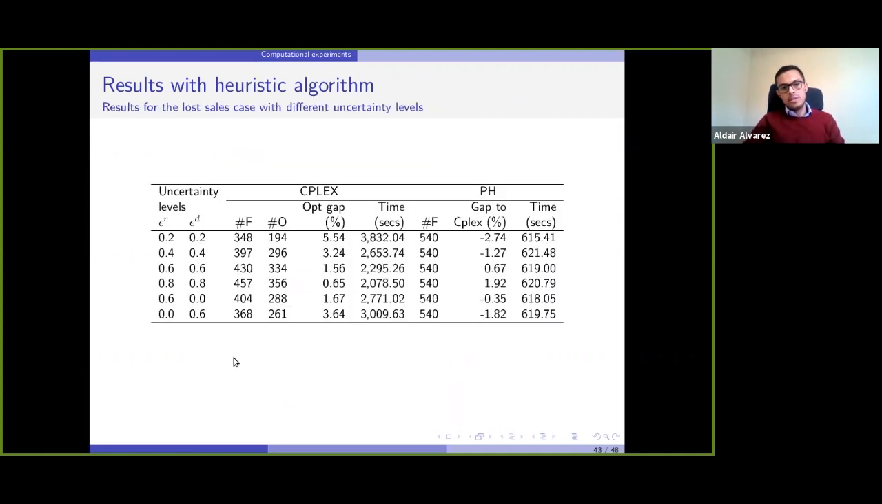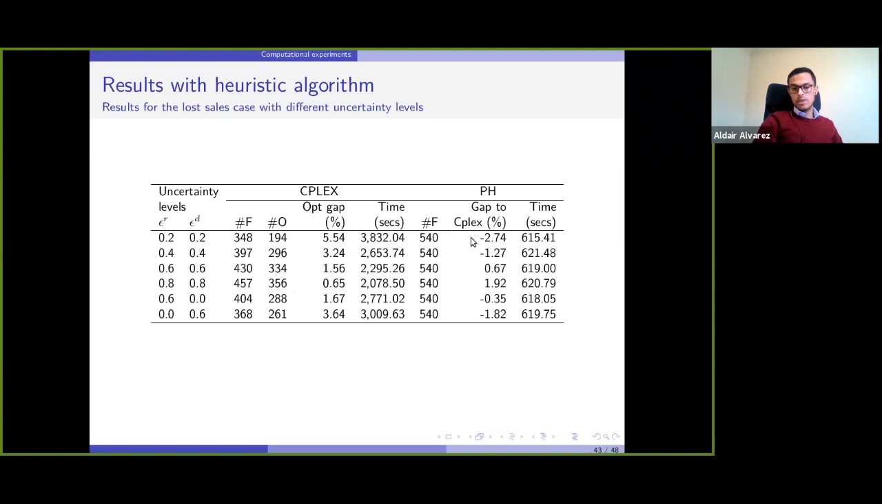And then on the final part, I'm going to show you some results with the heuristic method. So the first thing to highlight is that the heuristic can find feasible solutions for all the instances for different values for the uncertainty levels, while Cplex, the solver, cannot make it within the time limit of 2 hours. And another important thing is that these solutions are found in a fraction of the time used by the solver.